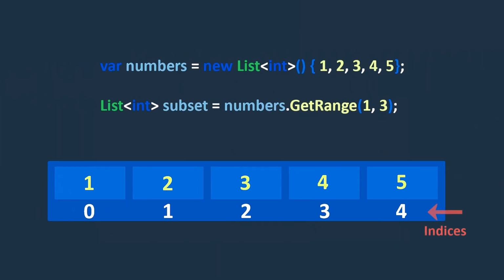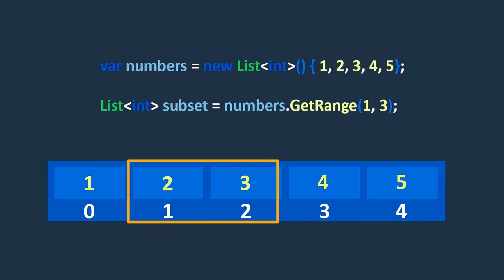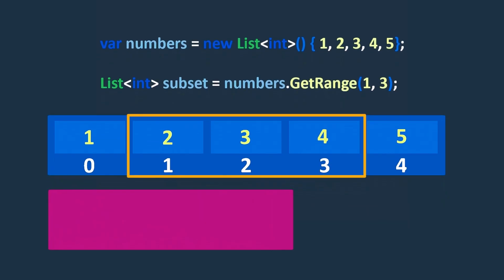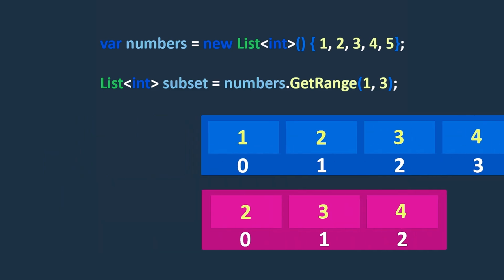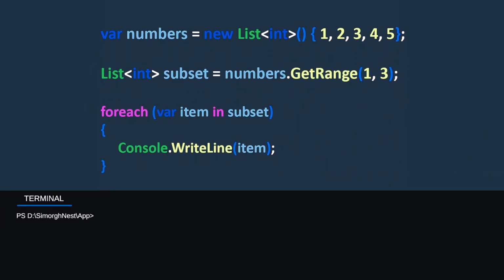For example, here we have a list with 5 elements. When we call the getRange method on this list and pass 1 as the index and 3 as the count, this method returns a new list including numbers 2, 3 and 4. As you can see, this method is useful when we want to work with a subset of elements in a list without modifying the original list.